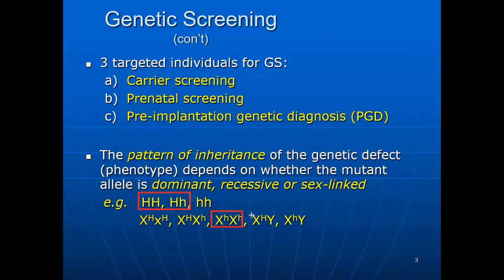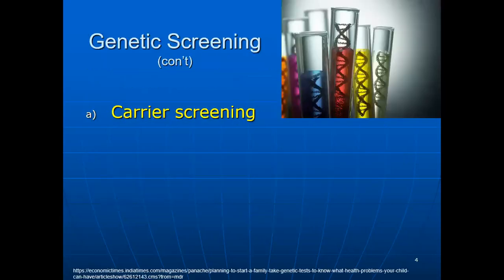Correct or not? Let's say, for example, for the son, among these two sons here, only this one will get hemophilia, whereas the one on the left side will not get hemophilia. So you also must consider whether it's sex linked or not sex linked. So when you want to know the information, okay? We're going to go through the screening for all these three groups of people.